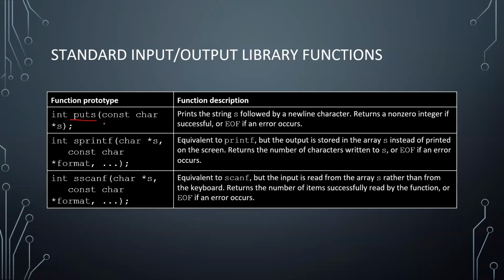Here we've got putS, which prints a string. We've got sprintf, which is going to be the same as our printf that we've done, but the output is stored in an array S instead of being printed on the screen. And then sscanf is going to read the input from an array S rather than getting it from the keyboard like we have with scanf.